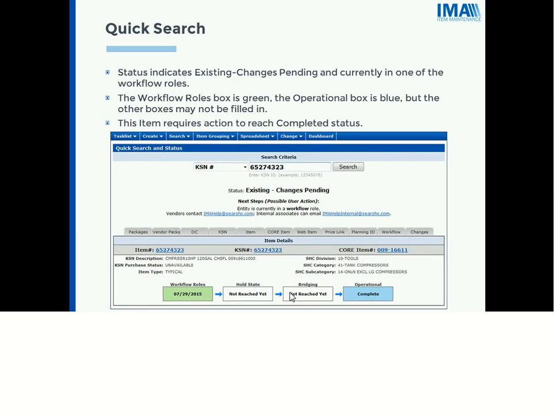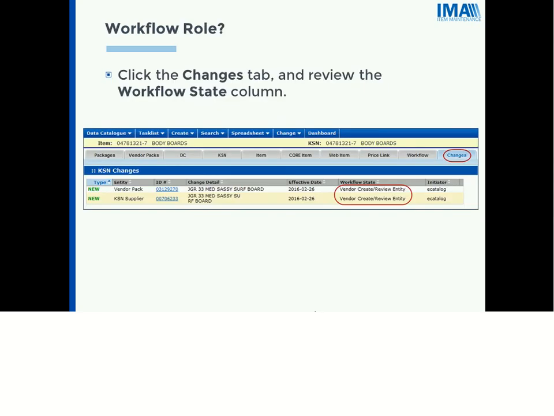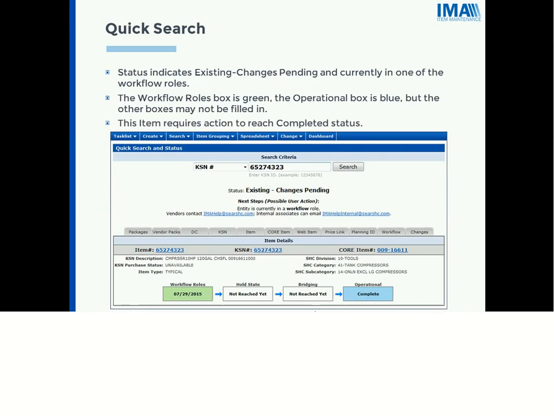So this example is a little bit trickier. This status is existing changes pending. So that means that this item has been operational. There could be orders out on the item or not, but it was able to be ordered. And now there's changes on the item that are pending. So under next, whoops, let me go back one screen. There we go. Under next steps, it says that it's in the workflow row.